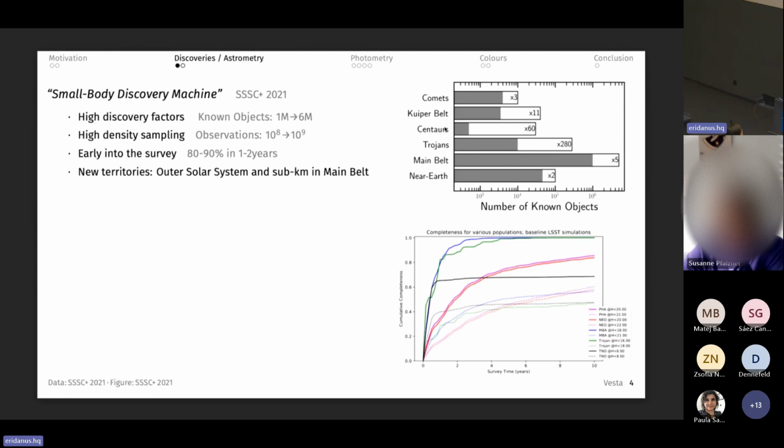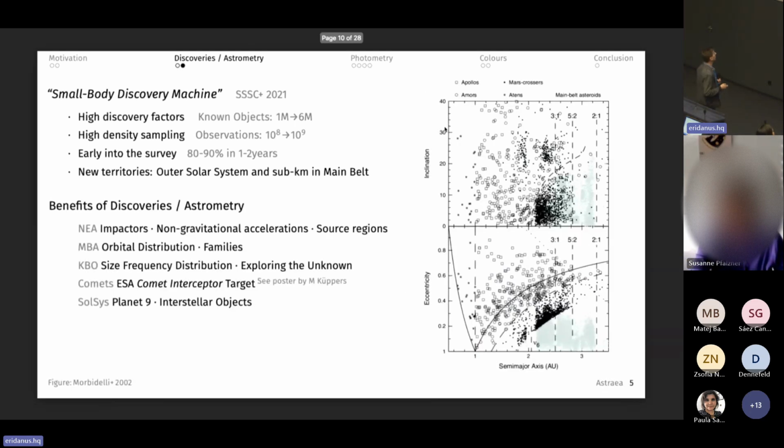We don't care about the different lines. What we care about is this very steep incline at the very beginning, which will tell us that the discoveries happen early. And LSST will especially peak for the first time into the outer solar system and into the sub-kilometer main belt. Of course, we already know some objects out there, but this will nevertheless really be fairly new territory to explore with LSST.